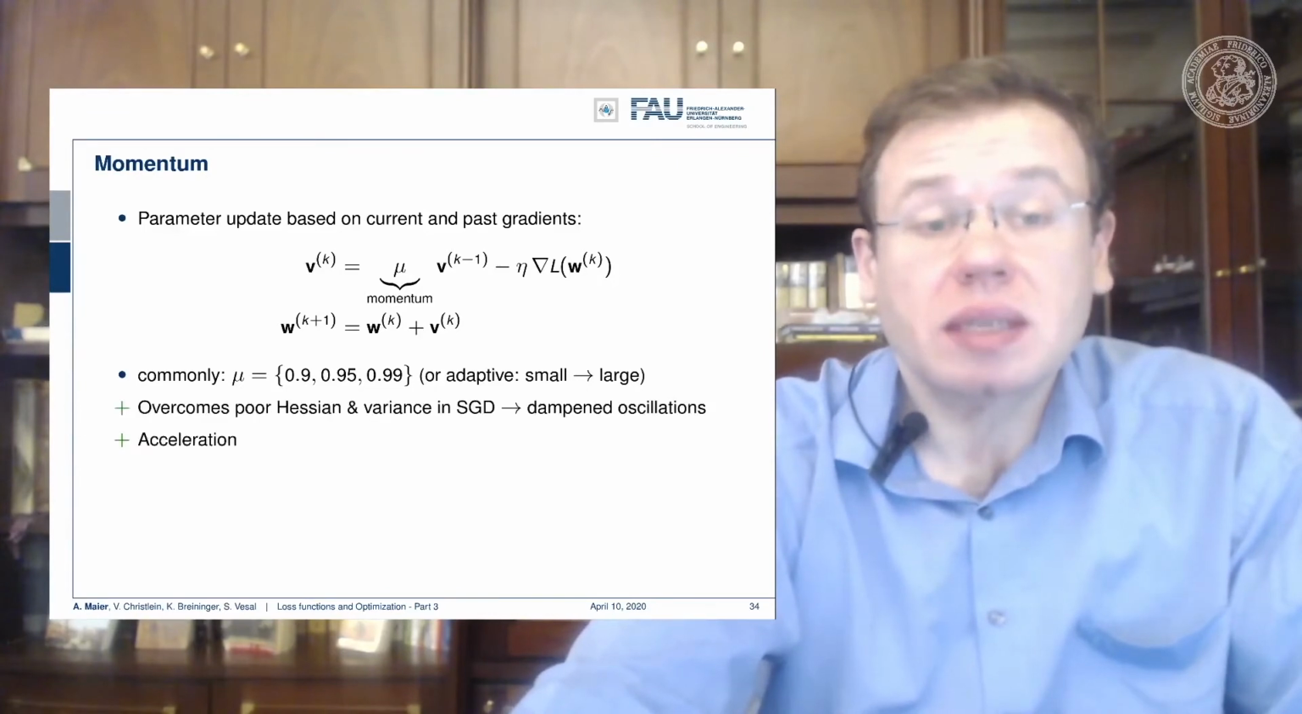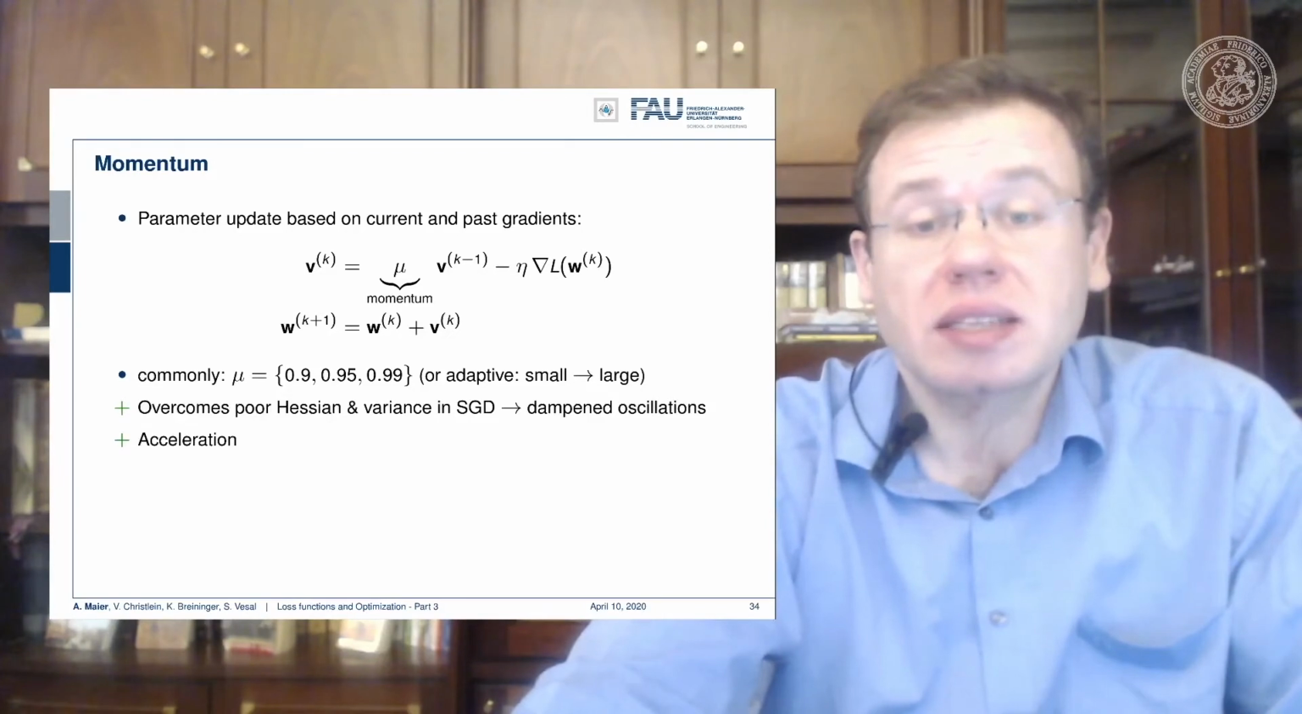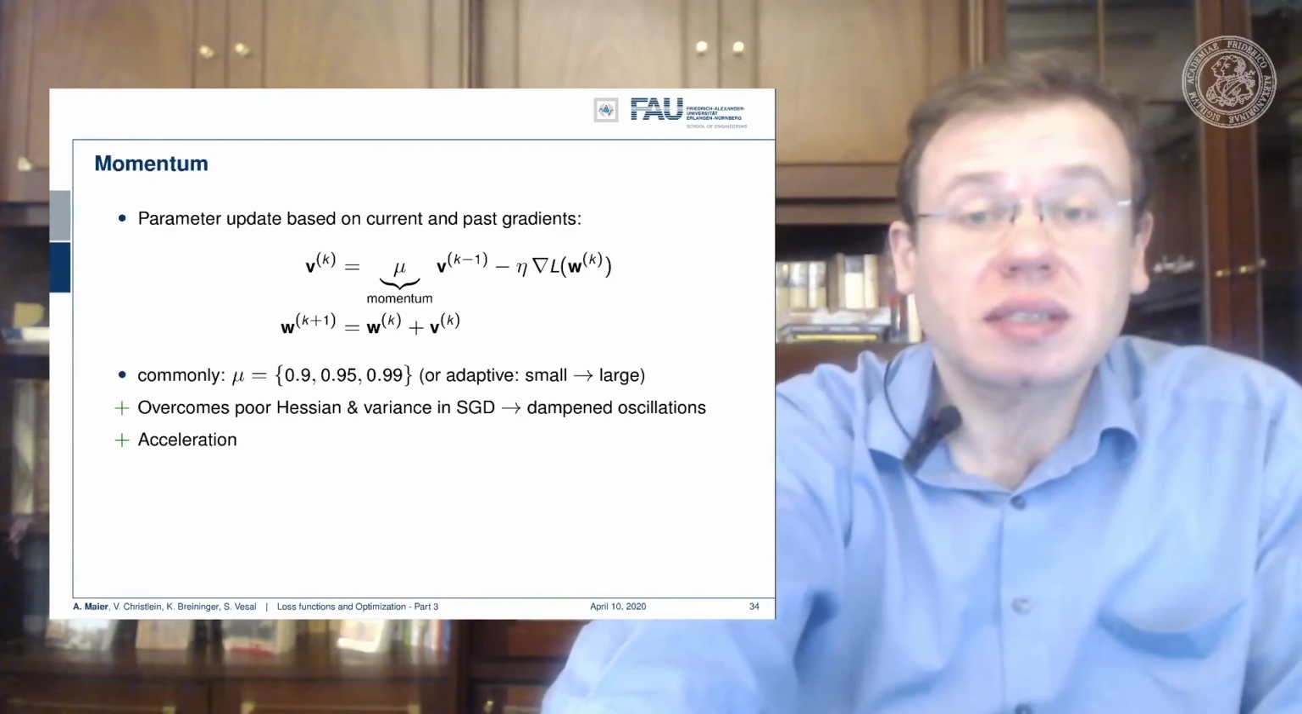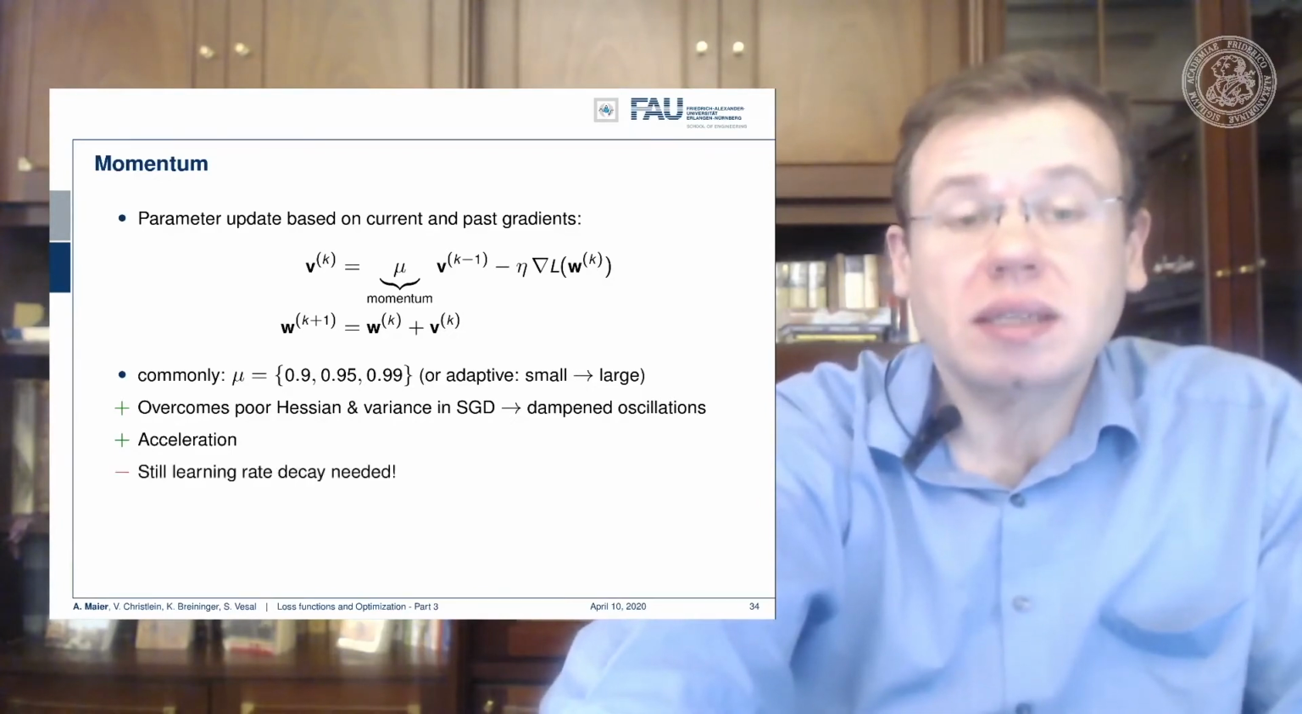This overcomes poor Hessians and variance in stochastic gradient descent. It leads to damped oscillations, and it typically accelerates the optimization procedure. Still, we need the learning rate decay, so this doesn't solve the automatic adjustment of eta.